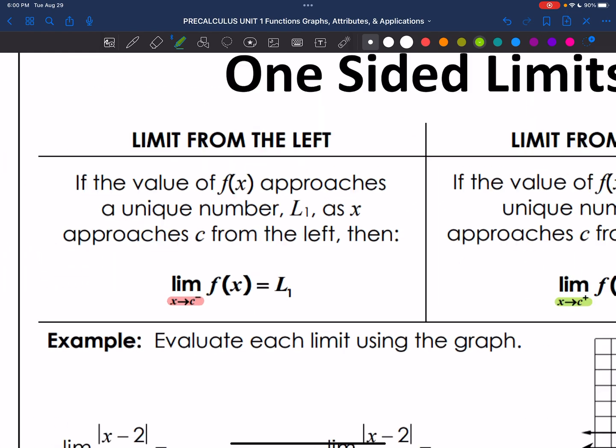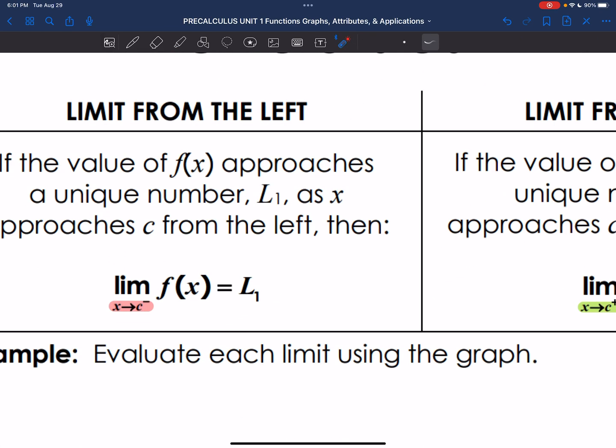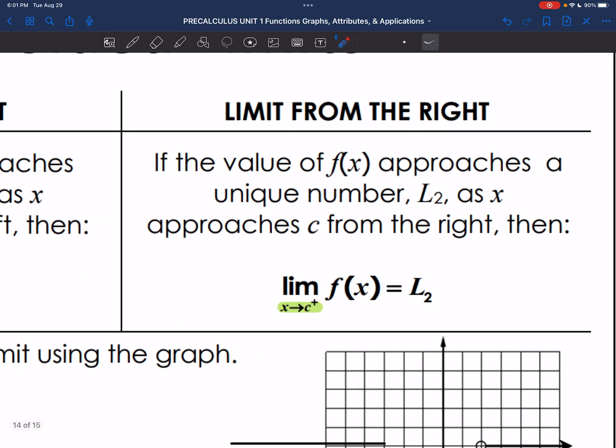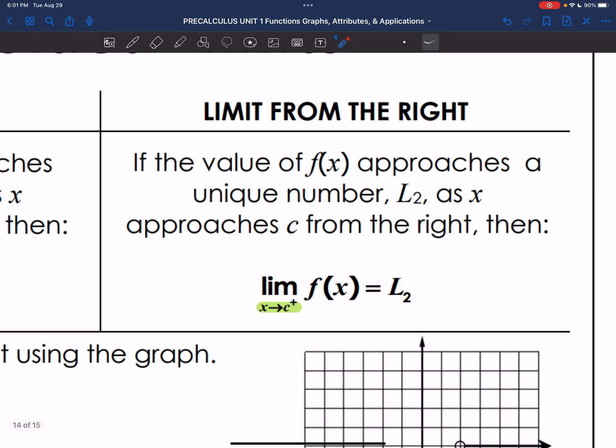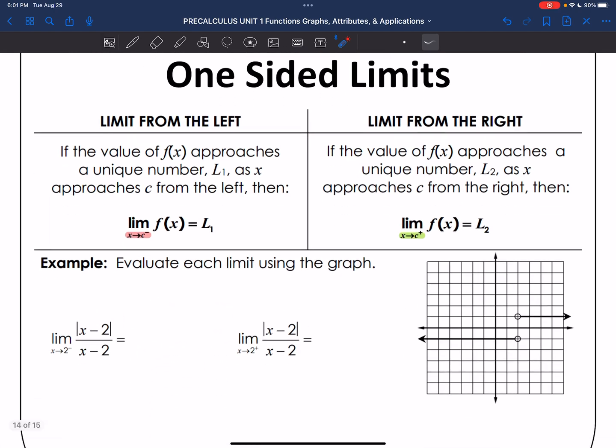So do you see here contrasting the different ways of writing the limit from the left? We'll have as x approaches some value, and then it'll have a little negative after it. But if we're talking about a right side limit, then we're going to be looking at putting a little positive up there. So let me show you what this looks like with a graph.